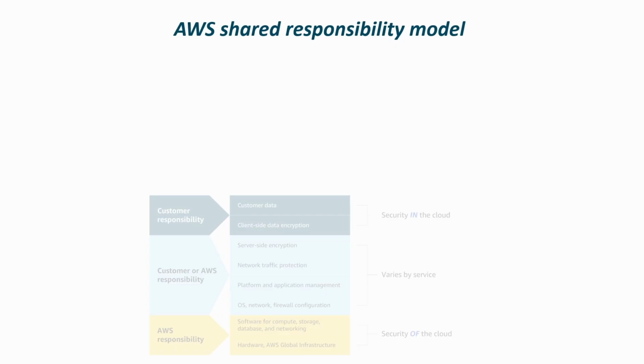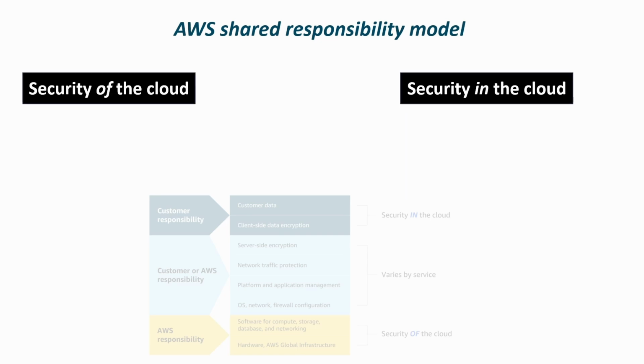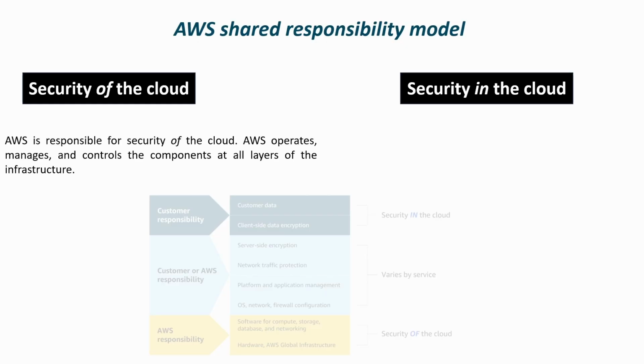Security on AWS is not just their job or your job, it's a partnership. We break this down into two categories: security of the cloud and security in the cloud. If we talk about security of the cloud, AWS handles the heavy lifting. They protect the physical data centers, the hardware, the cables, and the virtualization layer that runs the services. If a hard drive fails or a data center needs a physical security guard, that's on AWS. AWS is responsible for security of the cloud.